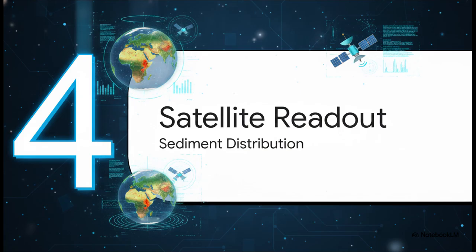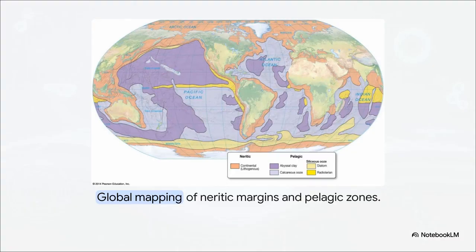Which brings us to our final section, Section 4, Satellite Readout, Mapping Global Sediment Distribution. Let's pull back from the microscopic details and chemical constraints for a second and look at the macro satellite readouts of our global sediment distribution. It's fascinating. The coarse, land-based, neritic deposits hug the coastlines really closely. Meanwhile, out in the vast, deep stretches of the open ocean, those pelagic zones, the seafloor is dominated by ultra-fine abyssal clays and those sprawling fields of biogenic oozes we just talked about.